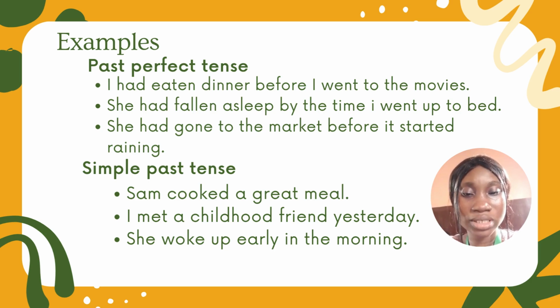Now let's take a look at your simple past tense. Sam cooked a great meal. Ended. That's all. Just one action that has been completed. So Sam already cooked. He's no longer cooking. He already cooked a great meal.